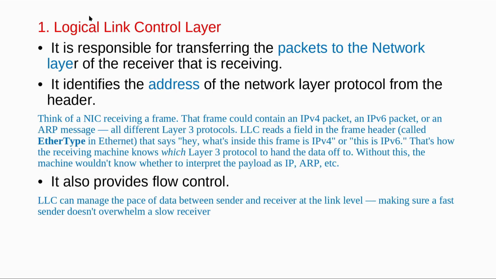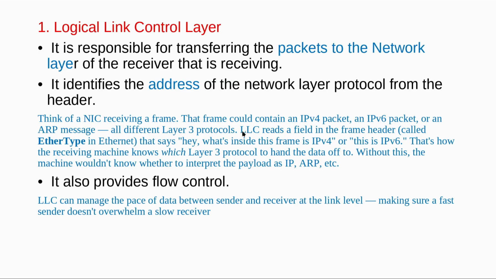So the logical link control layer. What is logical link control? It is responsible for transferring the packet of the network layer to the network layer of the receiver that is receiving, right? It identifies the address of the network layer protocol from the header. What this means is the frame may contain an IPv4 or IPv6 packet or an ARP message. These are all protocols used in the network layer, or IP. We'll discuss that in our network layer. So these are all layer 3 protocols, right?